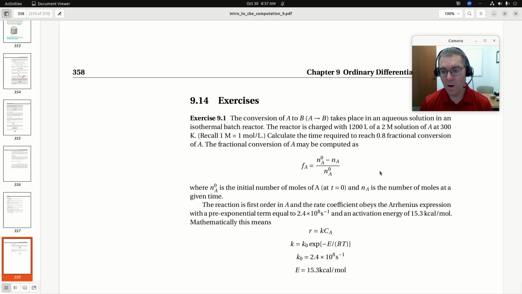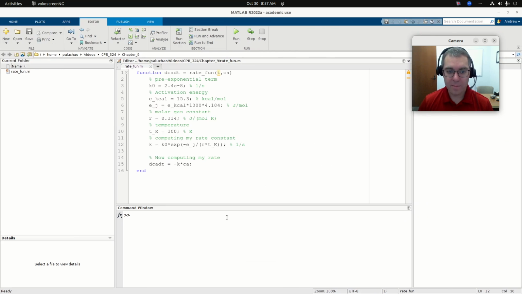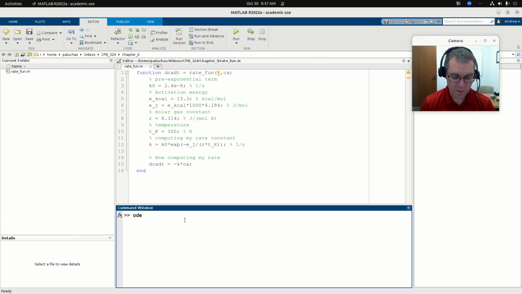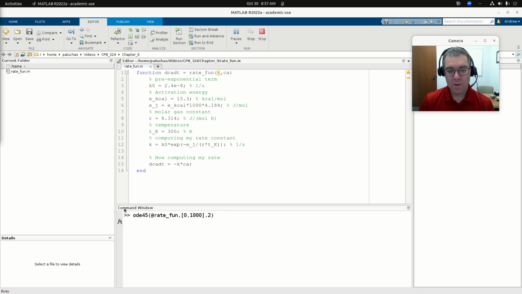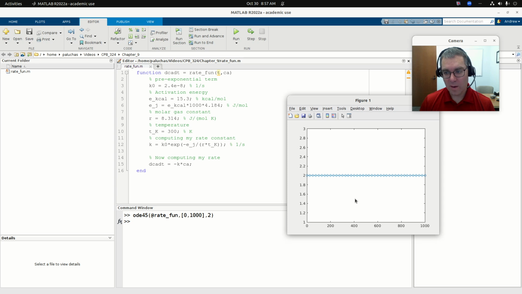All right, so all I'm going to do first is solve this in the command window and make sure it works. The initial concentration again was 2. So I'm jumping over to MATLAB, and to solve, I'm just going to type ode45 at rate fun. We're going to start integrating from a time of 0, and I'll give it some big number, 1000. Initial concentration is 2. If I call it without any outputs, it's going to make a plot.